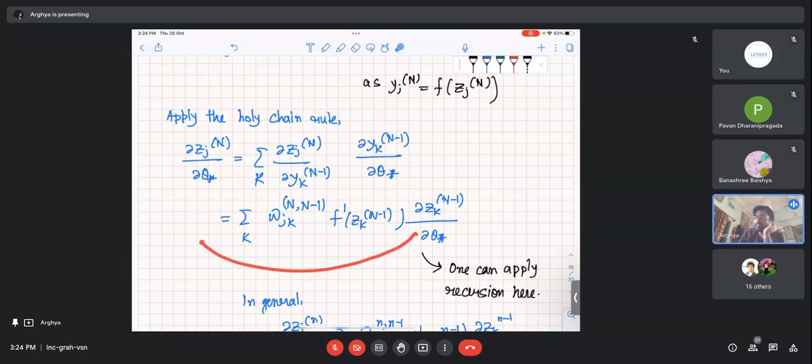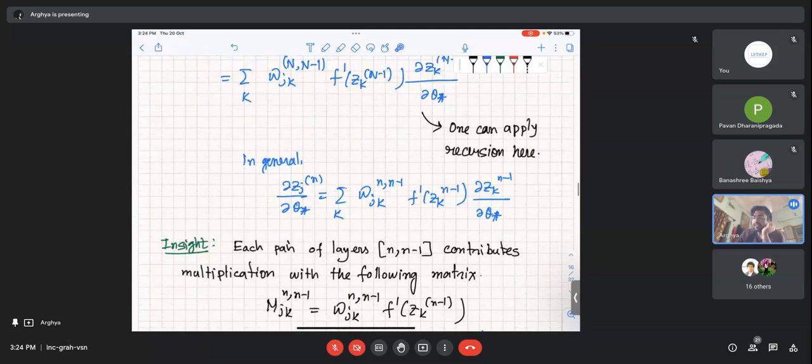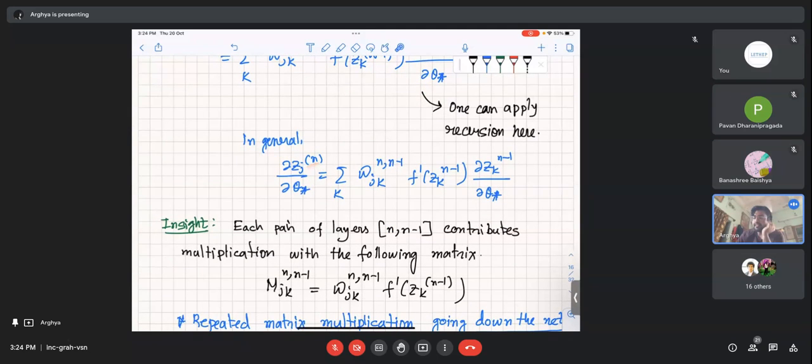You can again do the same thing here. This can be calculated in terms of the layer previous to it, the (n-2)th layer. So in general, for any layer n, your ∂z_j/∂θ* looks like this.